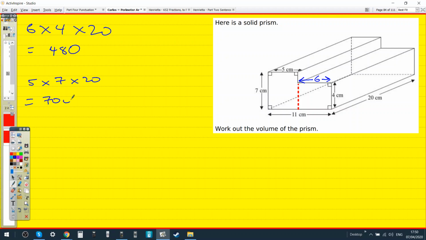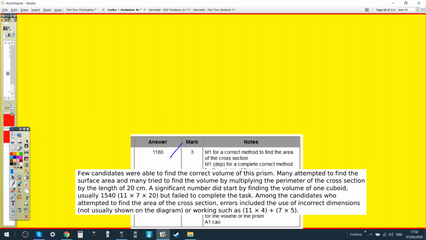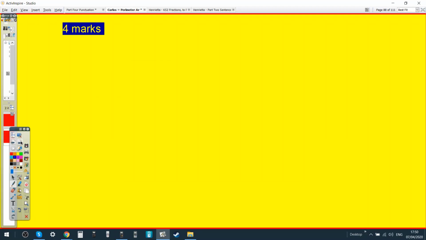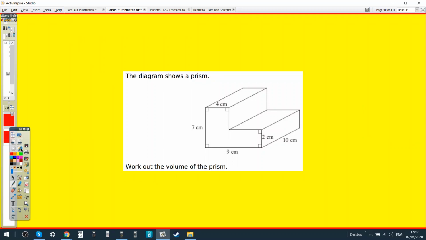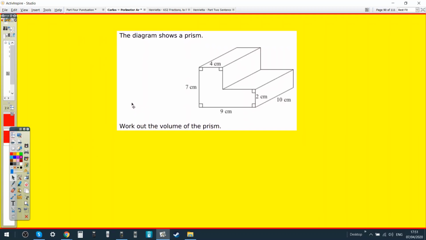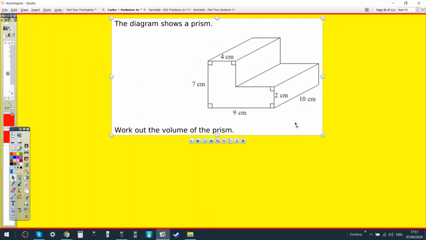And then 700 plus 480 is 1,180. 1,180 centimeters cubed. Well done. Got it. It's going to be a tricky one. Okay, 4 marker non-calculator. That was a 3 marker calculator.